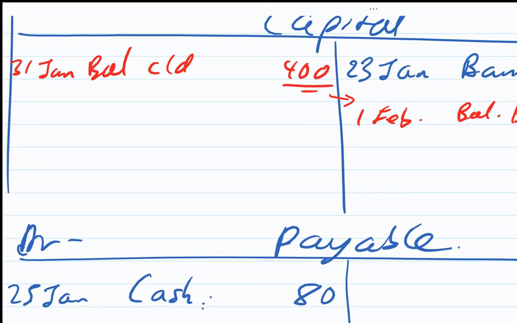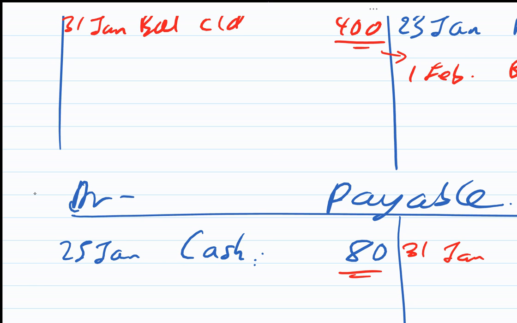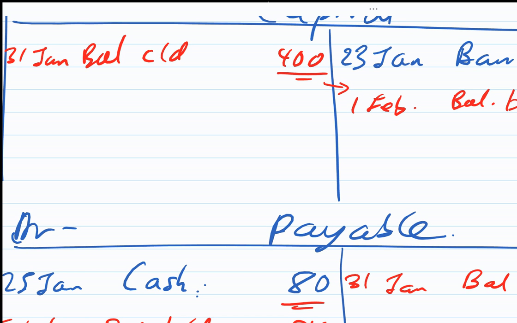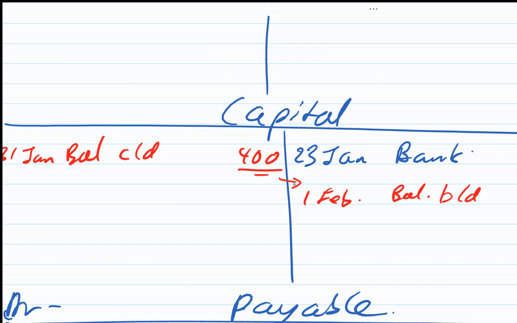Payable 80. 31st of Jan, balance carried down. And what else? 1st of Feb, balance brought down 80. So you should have been able to do this, no problem. I think it's quite easy to do the closing balance.